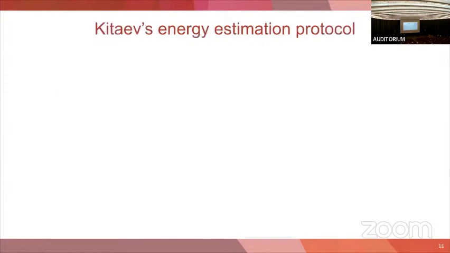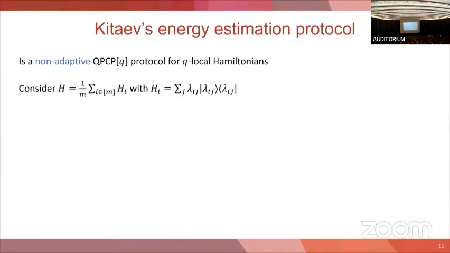But why is this a problem? So how would you usually put the local Hamiltonian problem with a quantum promise gap back into QPCP as a class? You would usually consider Kitaev's energy estimation protocol, first used to actually show that QMA contains the local Hamiltonian problem, even with a smaller promise gap. And this is actually a non-adaptive QPCP protocol for Q-local Hamiltonians. So what you do, you consider a Hamiltonian of this B form with all these local terms Hi, and you consider the spectral decomposition of each of these terms, which is given here.